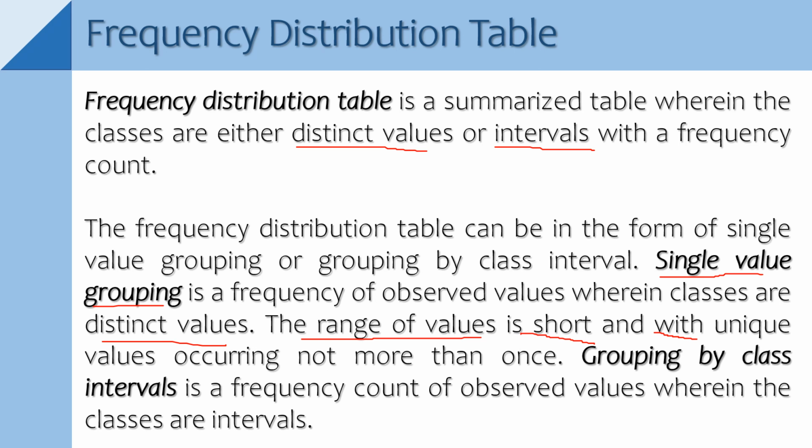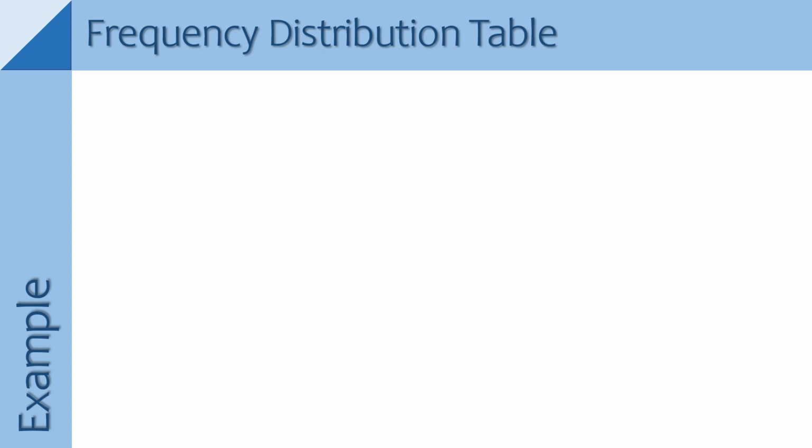So in the statistics that I teach, for the frequency distribution table, I classify it as grouped and ungrouped frequency distribution table. For the ungrouped frequency distribution table, it is not grouped. It has no interval and no class. While in the grouped frequency distribution, that is where it has classes and class intervals. Okay, so let us have an example.